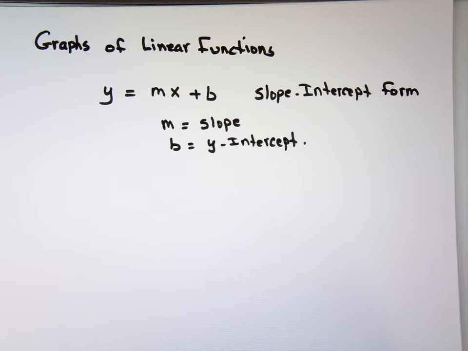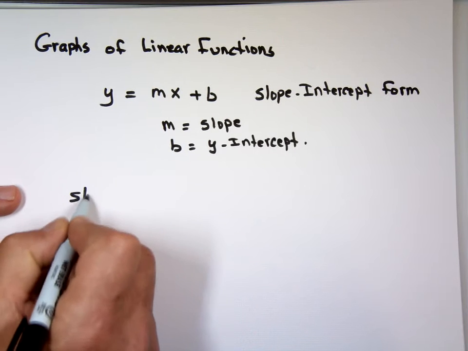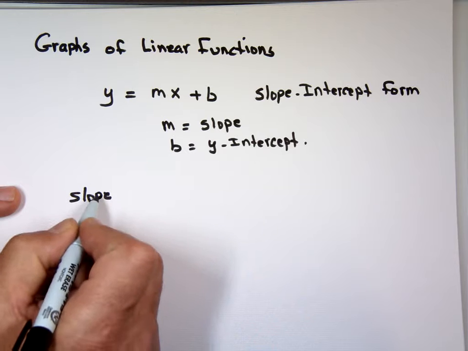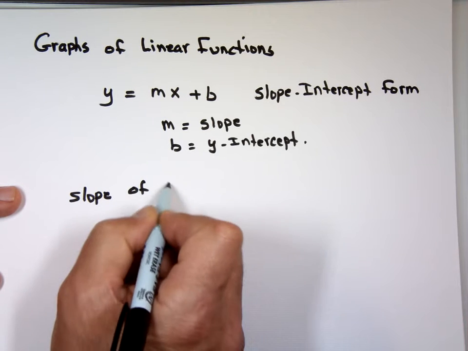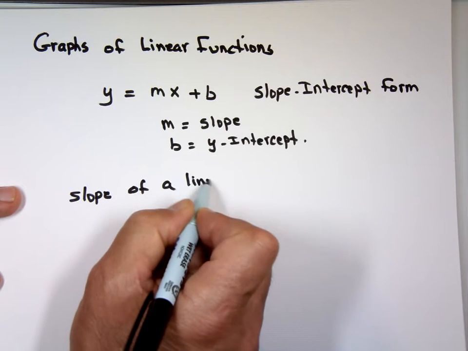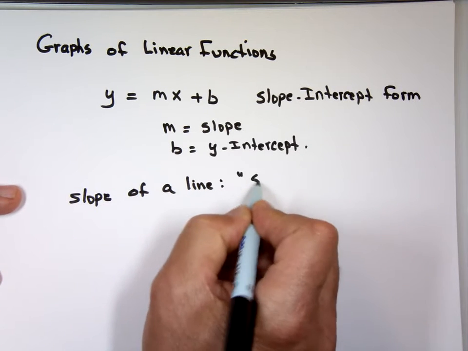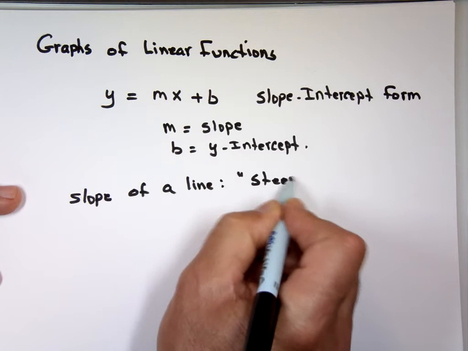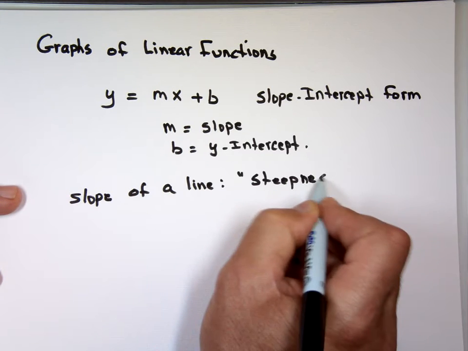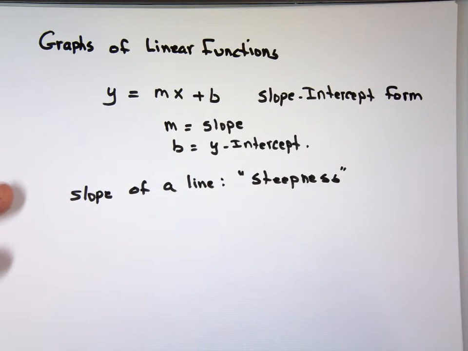So slope, what does the slope mean? Slope here of a line, it means how steep that line is. The steepness of the line.